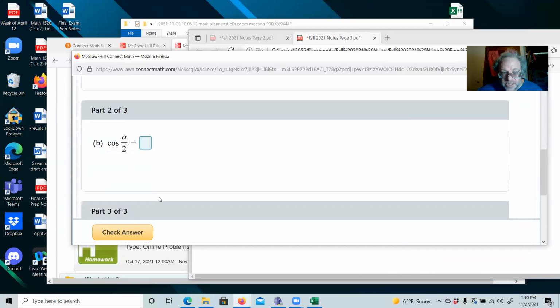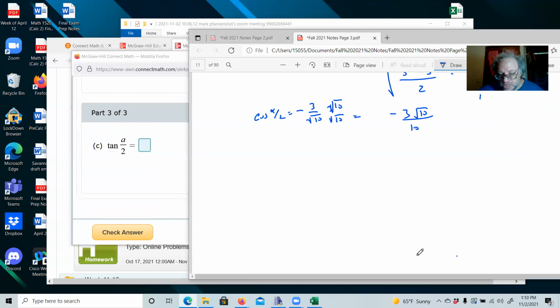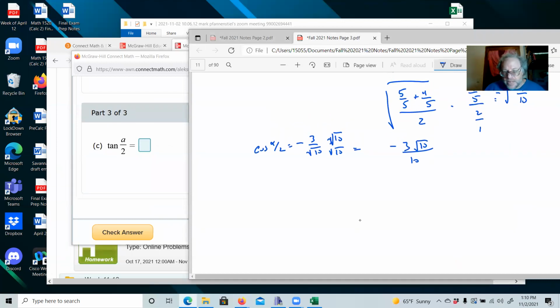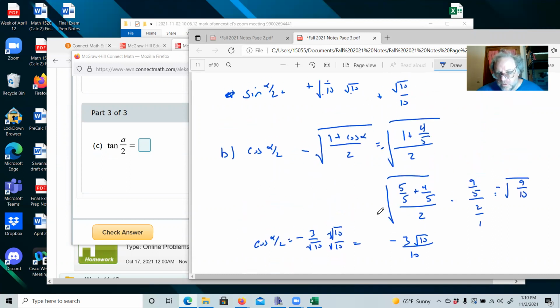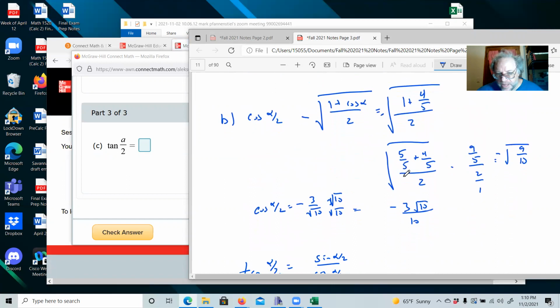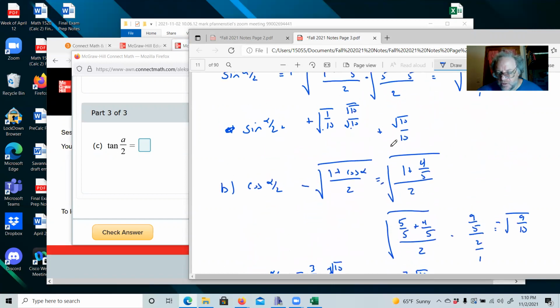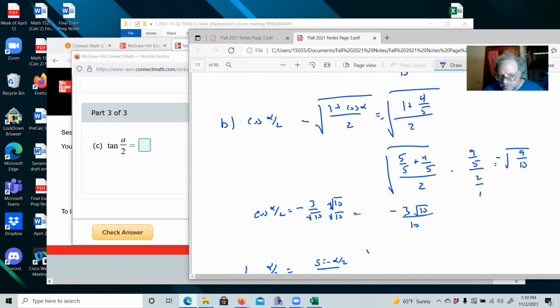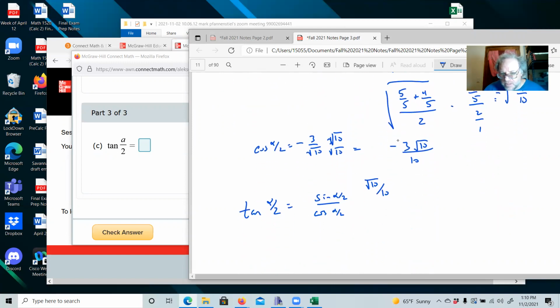And then tangent. Again, I'm going to cheat a little bit with tangent, because knowing that tangent of alpha over 2 is equal to sine of alpha over 2 over cosine of alpha over 2, what are we going to be having here? We're going to be saying sine of alpha over 2 is the square root of 10/10, and then we have that over negative 3 root 10 over 10.